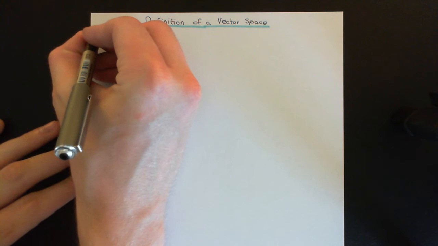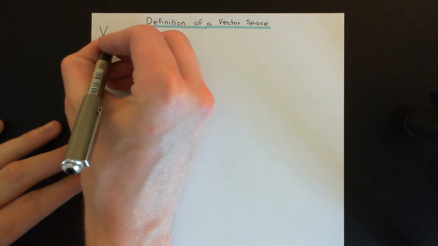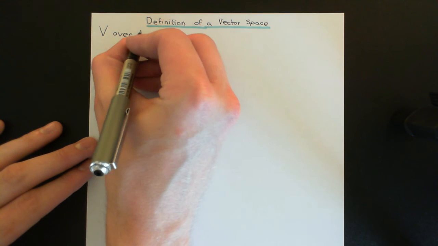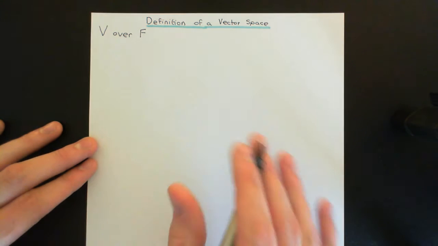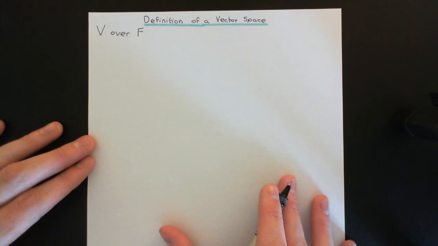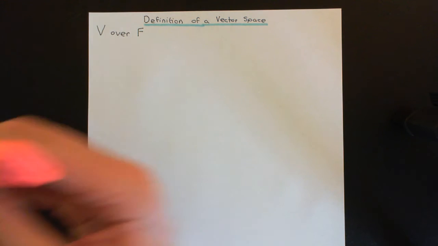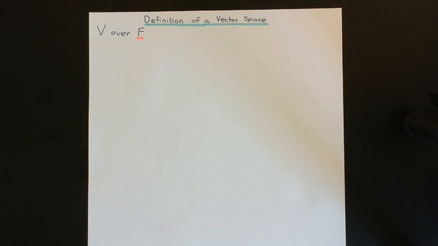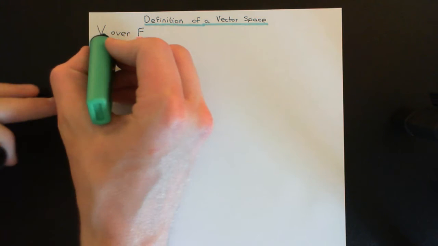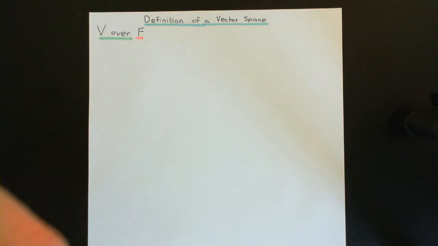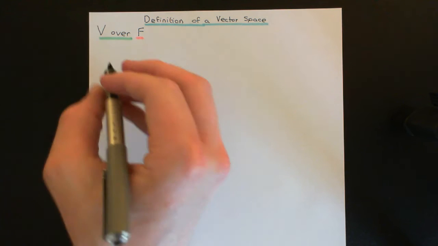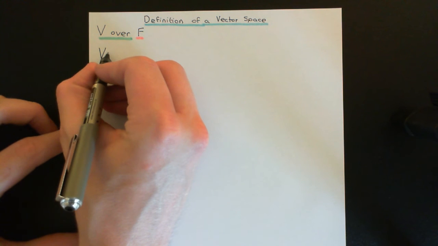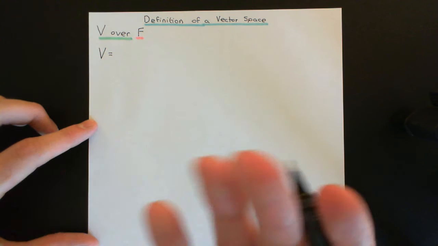Okay, so what we're going to have is a vector space which we'll call capital V, but it's going to be over a certain field, and this field can be an abstract field, so I'll just call it capital F. Okay, so you need to have some field that you're working with. Now what we're going to do is define what is meant by a vector space capital V over that field capital F.